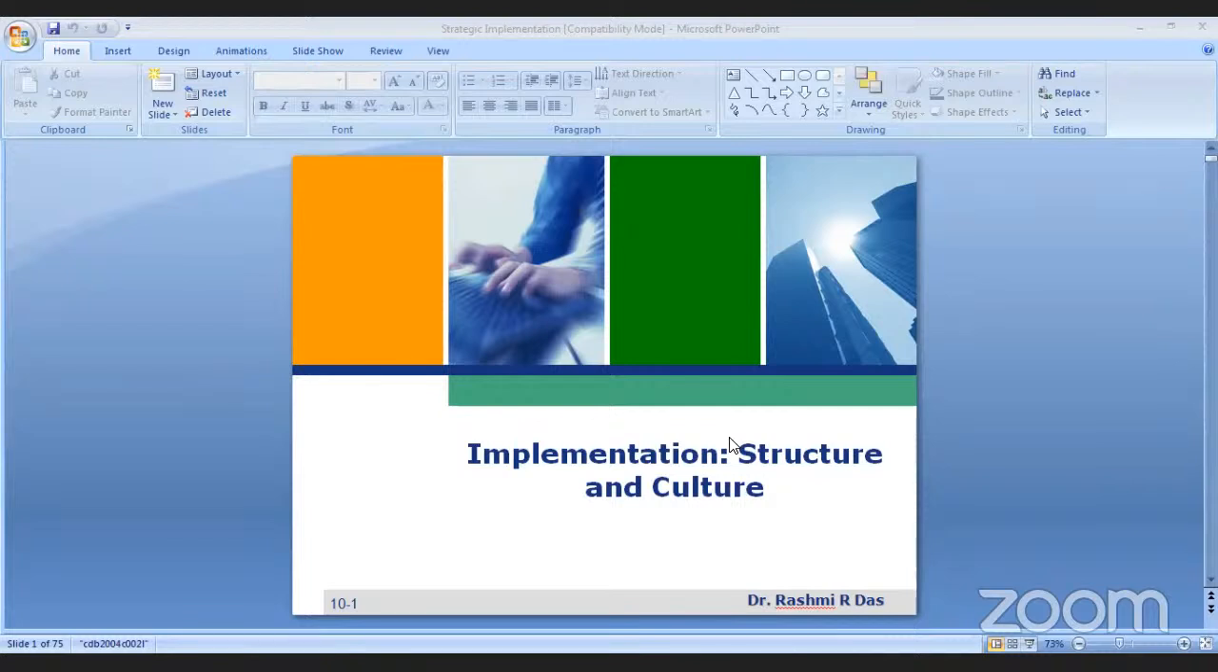SWOT analysis means what you have to write: the analysis of internal environment, the analysis of external environment, and then you have to prepare a SWOT matrix of this analysis. So how to prepare it?